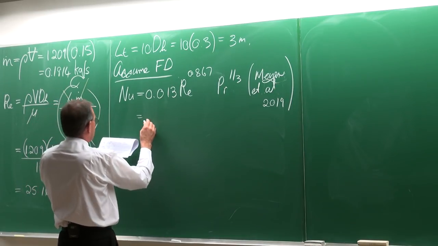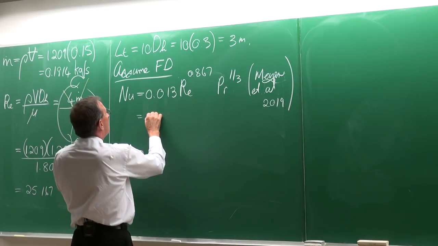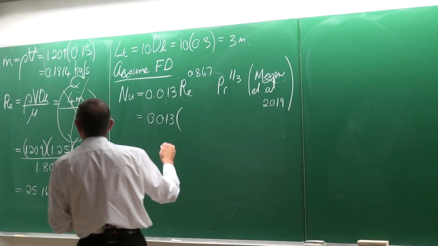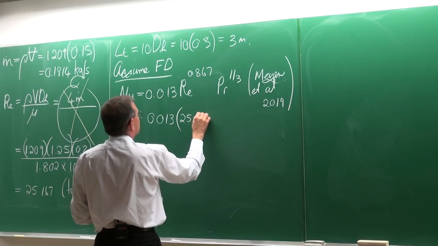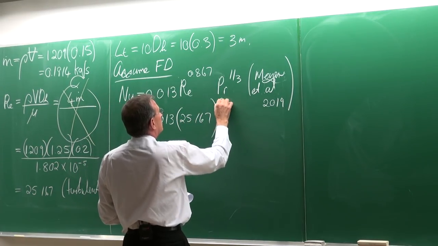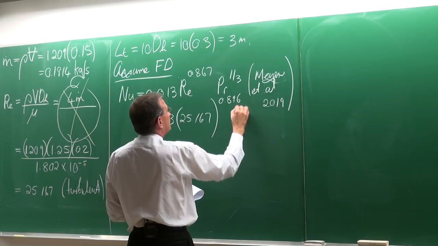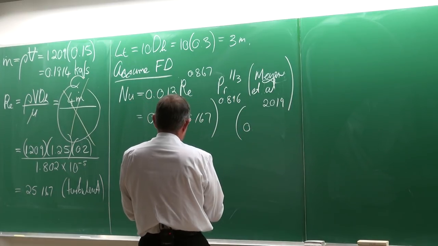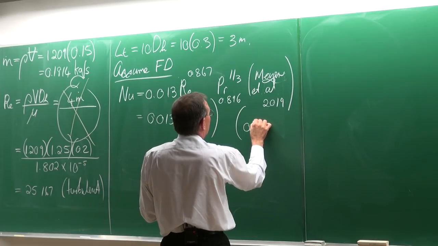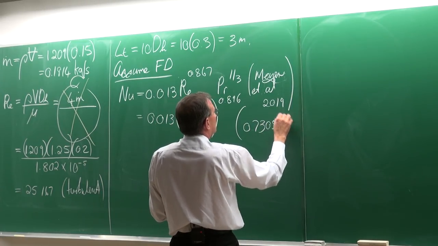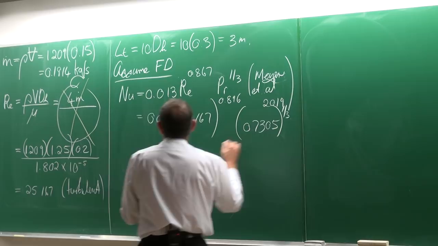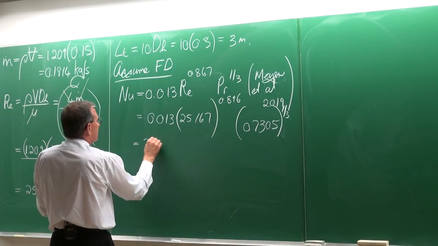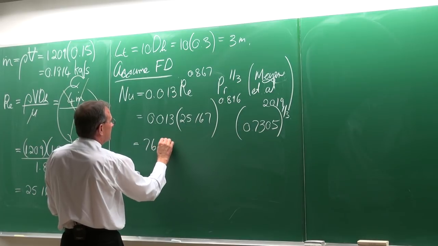So the Nusselt number is equal to 0.013. The Reynolds number is equal to 25167 to the 0.896. Prandtl is equal to 0.7305 to the third, and that will give us a Nusselt number of 76.56.